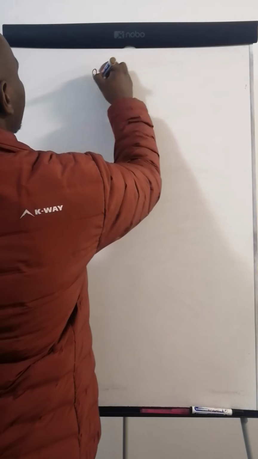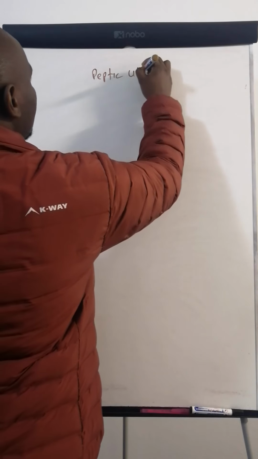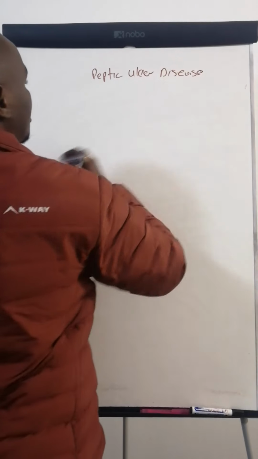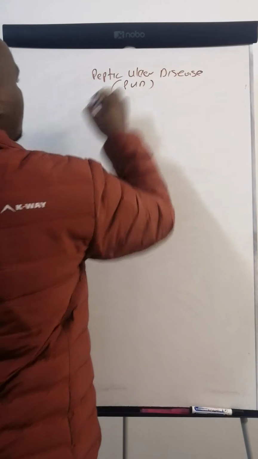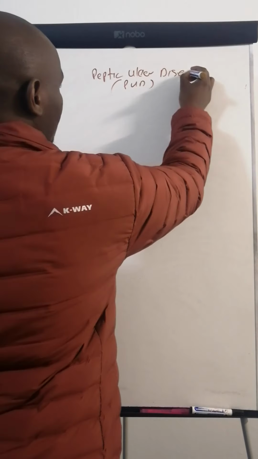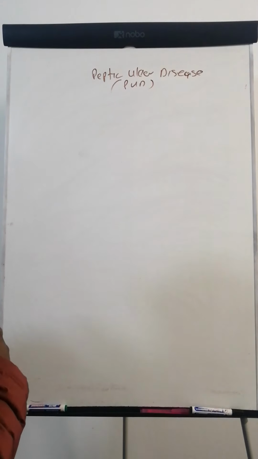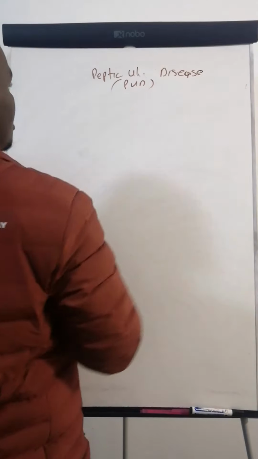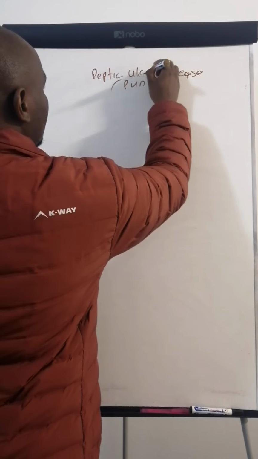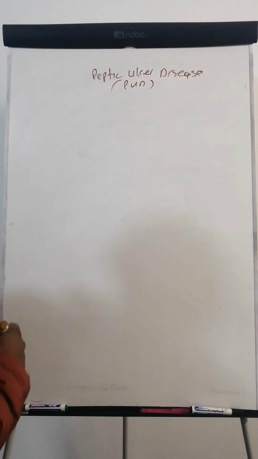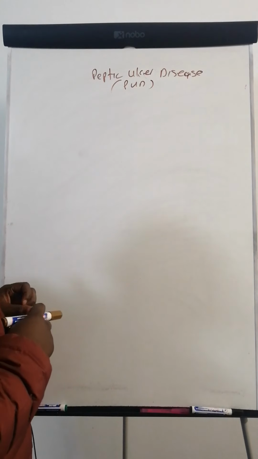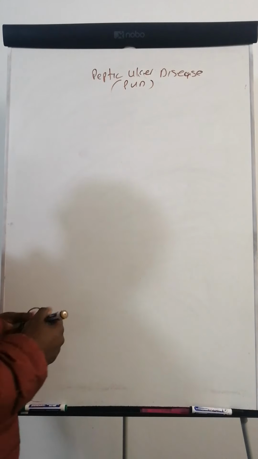So peptic ulcer disease, also known as PUD, is very common because of a lot of things, lifestyle and things that we consume. I'm not going to be doing epidemiology, all those things. I'm just going to go straight and talk about the normal physiology first.